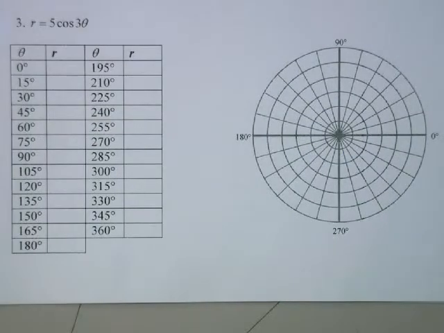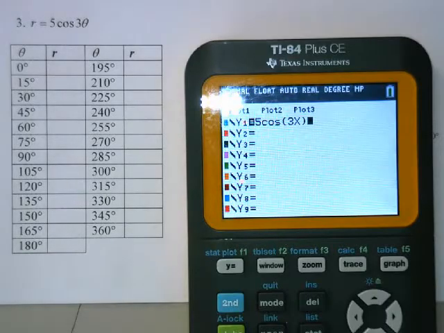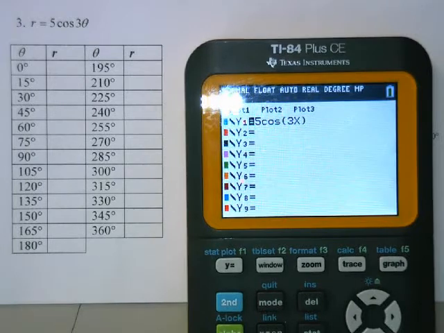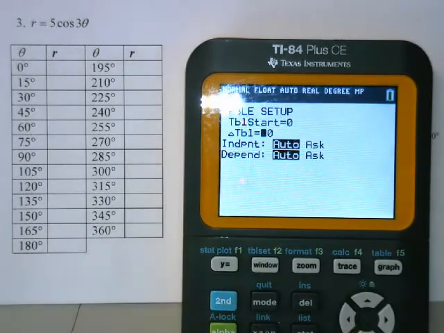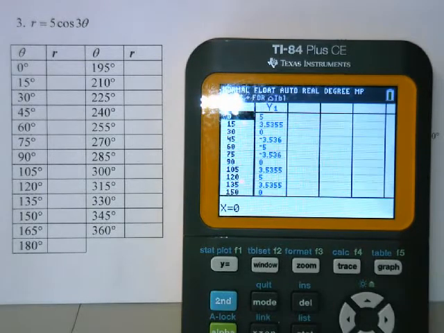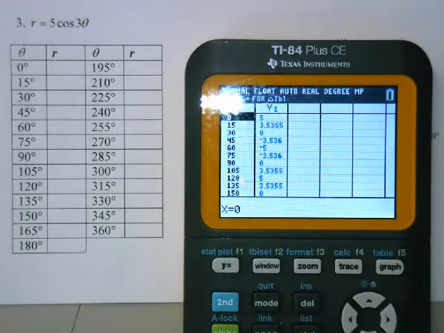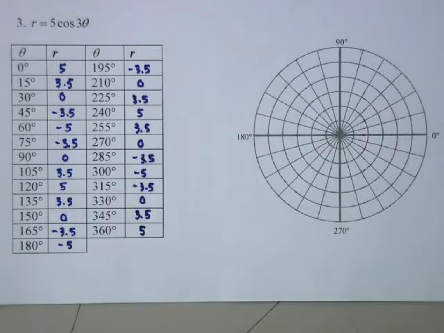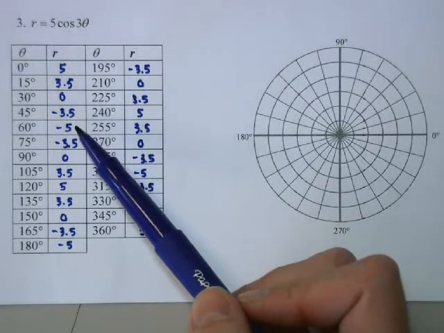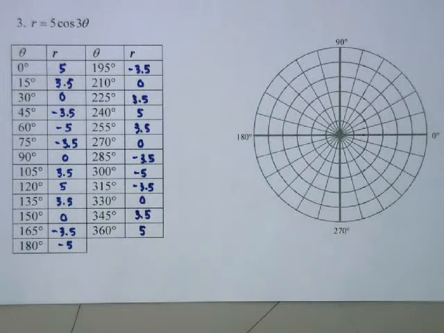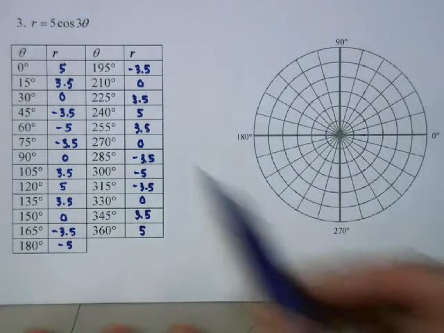Okay, this next one, we're going to change our delta to 15. So we have r equals 5 cosine 3x. When I go to my table set now, I want to start at 0 and go up by 15s this time. Okay, and we'll take those and again transfer it to our chart. All right, so 5, 3.5, 0, negative 3.5, negative 5, and so on. So it goes up and down, which should not be surprising since it's a trig function. Then we're going to graph.